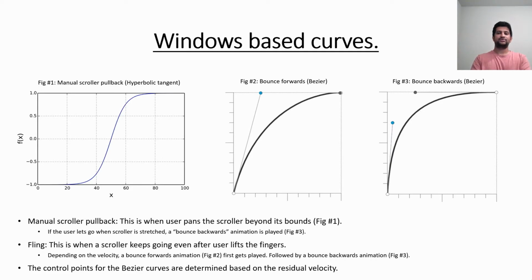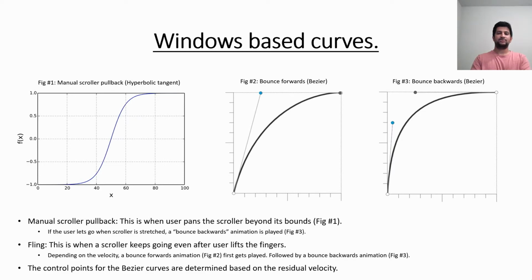And at that point, if the user decides to lift the finger off, there's going to be a backward bounce animation that gets played, which is based on a Bezier curve as seen in figure 3. The next scenario is a fling. Fling is basically when you pan and lift the finger off and the scroller keeps going.